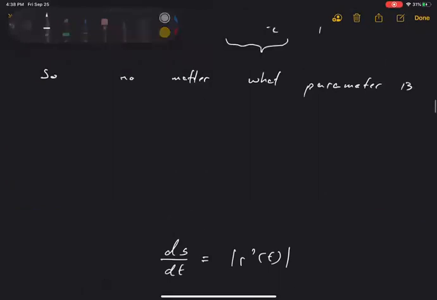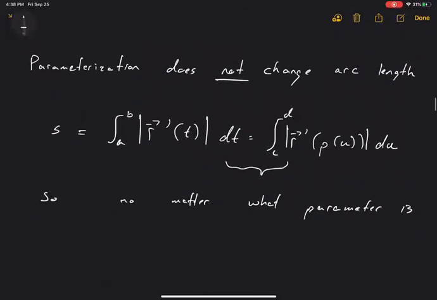no matter what the parameter, it's maybe better to look at this top line here. No matter what the parameter is, the arc length is going to be the same. So the arc length S is going to be this integral from a to b of the magnitude of r prime of t dt. If we switch to some other parameterization, that might affect these points, right? Just like with a u sub.